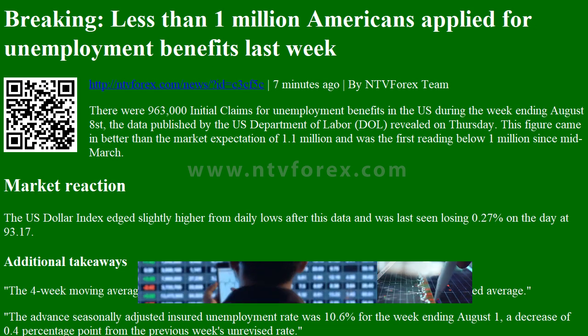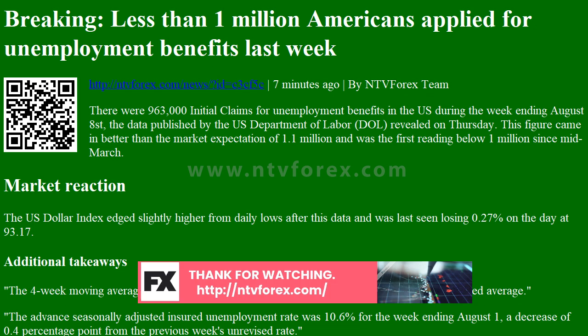This figure came in better than the market expectation of 1.1 million, and was the first reading below 1 million since mid-March. Market reaction: the US dollar index edged slightly higher from daily lows after this data and was last seen losing 0.27% on the day at 93.17. Additional takeaways: the 4-week moving average was 1,252,750, a decrease of 86,250 from the previous week's revised average.